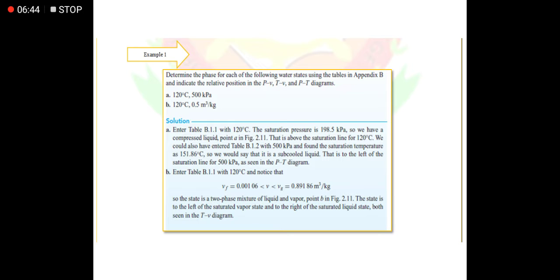Okay, so yan yung given natin. Sa letter A, we have entered the table B.1.1 with 120 degrees Celsius. Kung titingnan daw natin yung table sa B.1.1 with 120 degrees, pakitingnan na lang yung na-print ninyo na tables or manuals, ang makikita daw natin na pressure is 198.5 kilopascal. Okay? So, we have a compressed liquid at point A in figure 2.11.